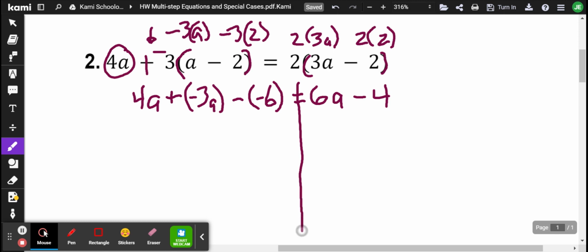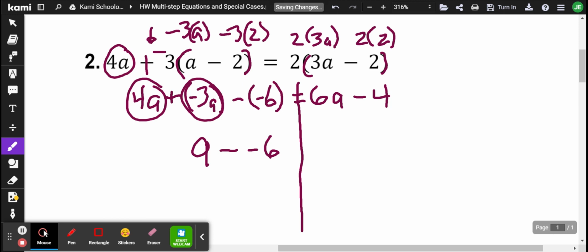So following our process down here from left side, right side. So it looks like we have 4a and negative 3a. Well, those are going to cancel, and we're going to be left with a minus a negative 6, and subtracting 6 negatives is the same as adding 6 positives following our integer rules. So now we got 6a minus 4.